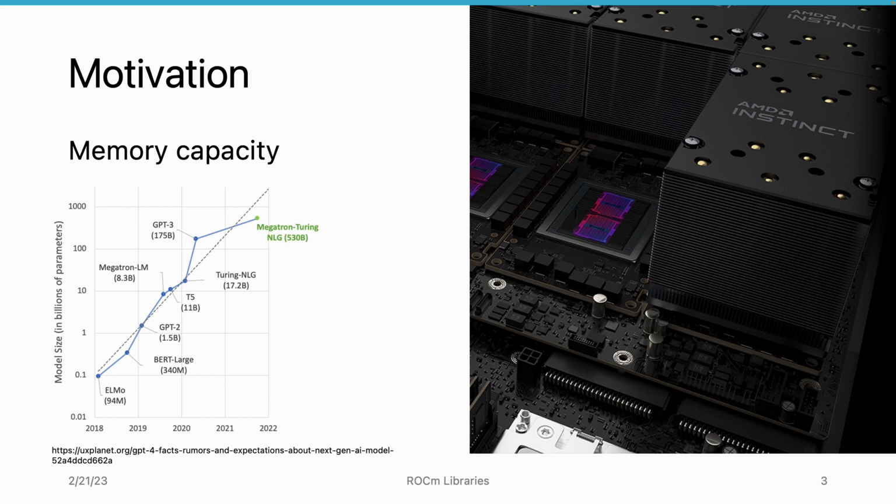And for these reasons, modern servers are equipped with multiple GPUs. For example, in the figure on the right, this is a server with 8 AMD Instinct MI250 GPUs. By equipping 8 GPUs in one server, we can utilize all these 8 GPUs for one application. The huge computing throughput and the memory capacity can help us solve larger and larger problems.